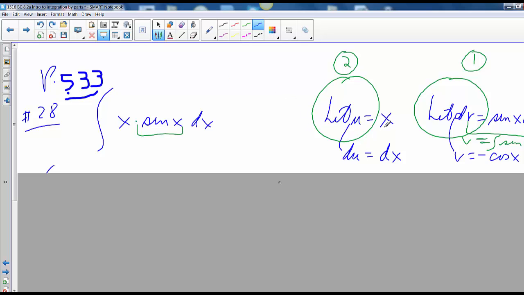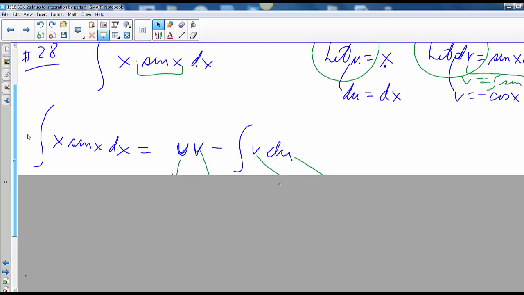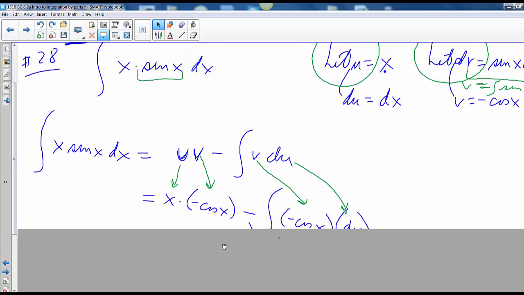Okay, the thing that's left over after you use sine x dx is the x. So we're going to take the derivative of that. If u equals x, du equals dx. Here we're going to integrate sine x dx to isolate our v. Our v will be negative cos x. So the integral of x sine x dx equals uv minus the integral of v du. That's the integration by parts. We replace u by x, v by negative cos x, because there's our u, and here's our v, minus the integral of v, which is negative cos x, times du, which is dx.